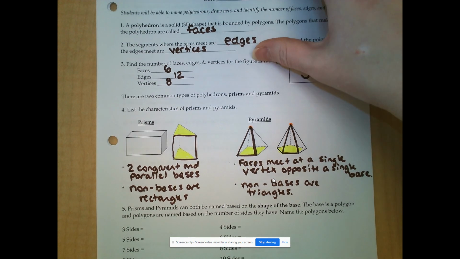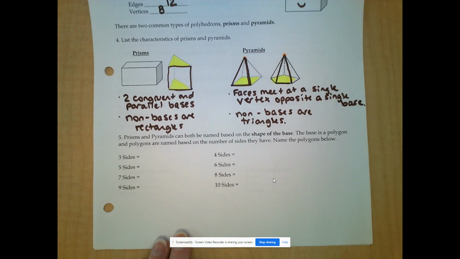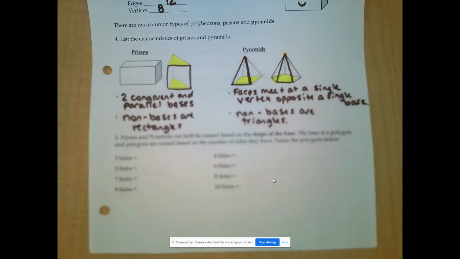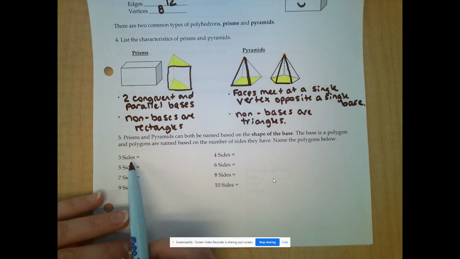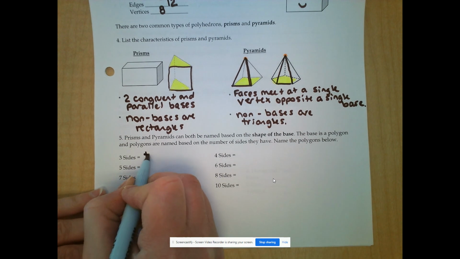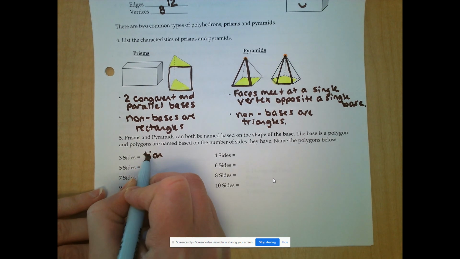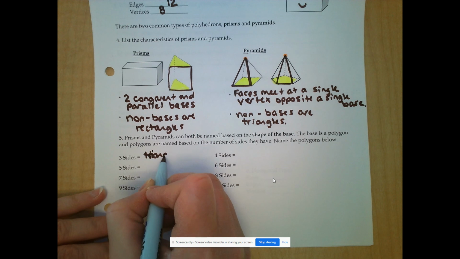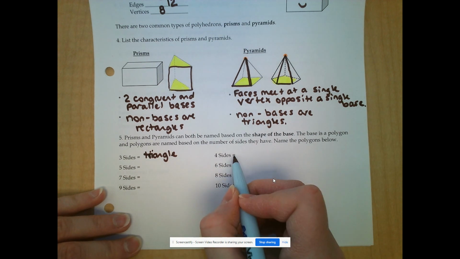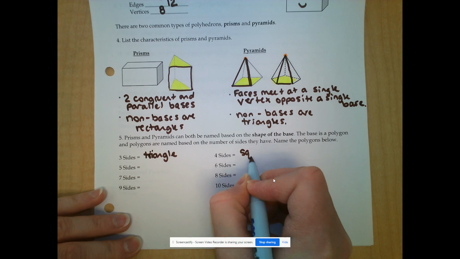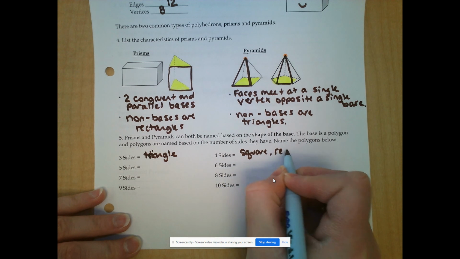Prisms and pyramids can both be named based on the shape of the base. The base is a polygon, and polygons are named based on the number of sides they have. So if you have a base with 3 sides, that would be a triangle. Triangle, that's scary looking. Triangle. If it has 4 sides, it might be a square. It might be a rectangle.